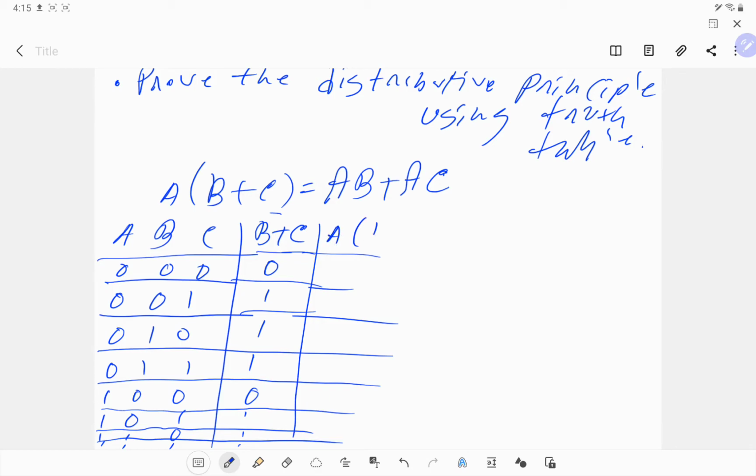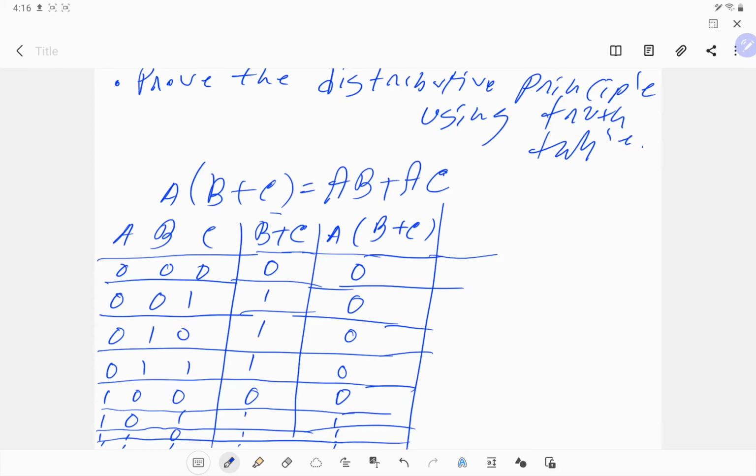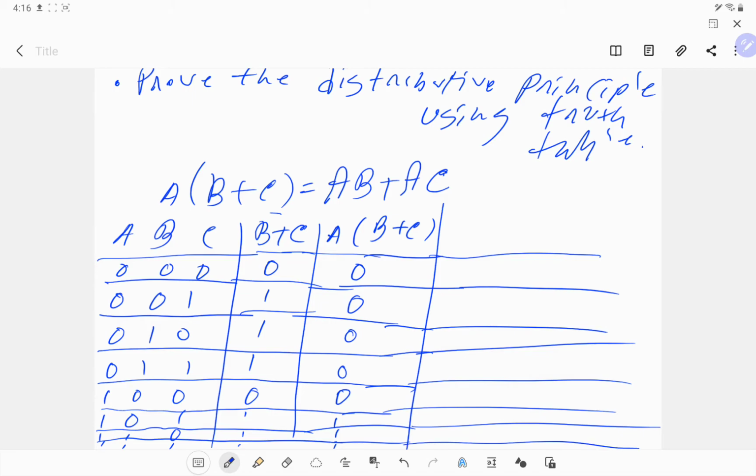Then A times (B plus C). A times (B plus C), what will be that? A times is 0 0 0 0, then B plus C is 0 1 1 1. Now for the right hand side, we want to find AB first, then we want to find AC, then finally we want to find AB plus AC.